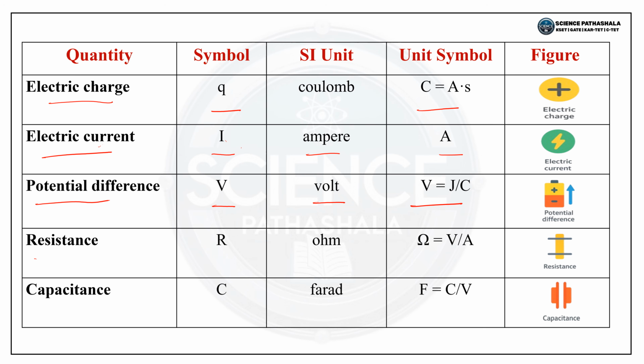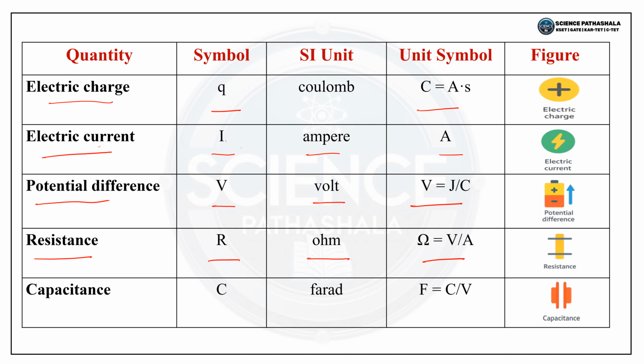The next is resistance. Resistance is the opposition offered by a conductor to the flow of electric current. Resistance has a symbol capital R and the SI unit for resistance is ohm. So 1 ohm equals 1 volt per ampere. That is the unit symbol. That is, resistance is measured in ohm and the symbol is the Greek letter omega.